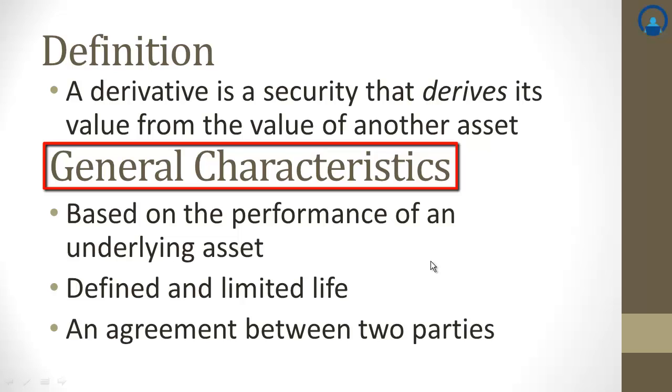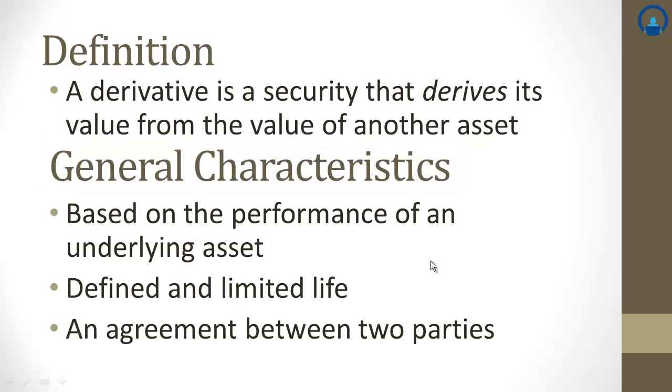General characteristics of this form of investment are that it is based on the performance of an underlying asset. Generally, instead of saying an underlying asset, we call it the underlying. So simply put, the asset is called the underlying. It has a defined and limited life. A derivative contract initiates on a certain date and terminates on a later date. So it's date specific, and that's why we say it has a defined and limited life.